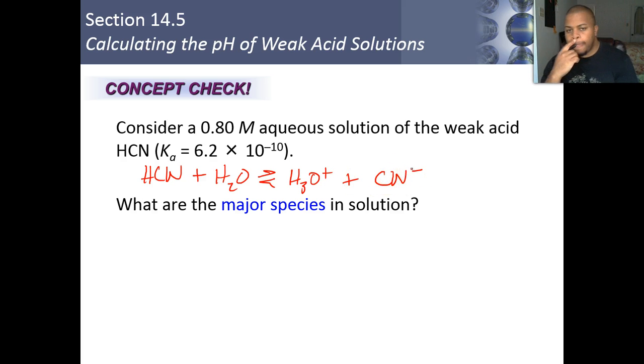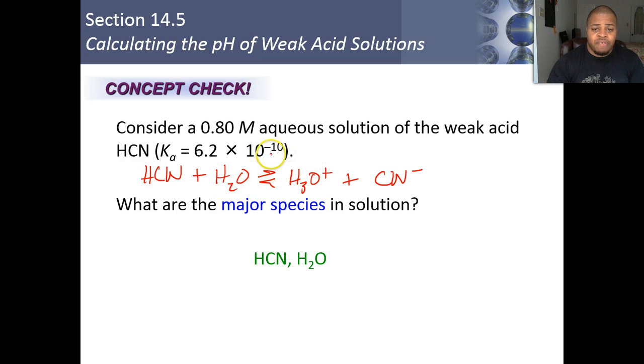Now, in terms of what's happening here, it's a weak acid, so I know it's not going to dissociate much. So the question then becomes, what am I actually getting out of this? And we find that it's actually going to be just the HCN and the water. Why? Because of the very small amount.